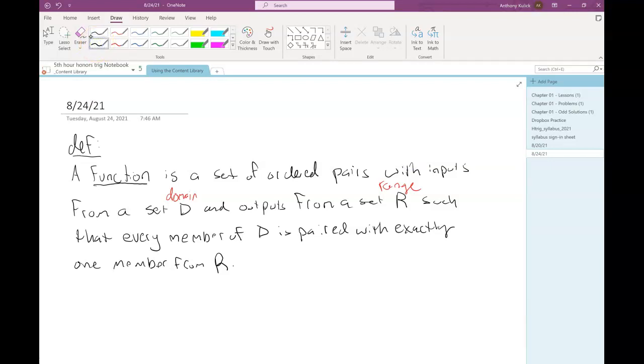And if you remember back from your Algebra 2 class, there's a couple of different ways that we had to represent functions. And we'll talk about some of those different representations here for a bit and how we can identify whether something is a function or not in each of those representations.